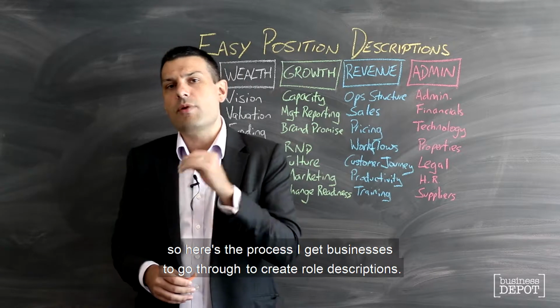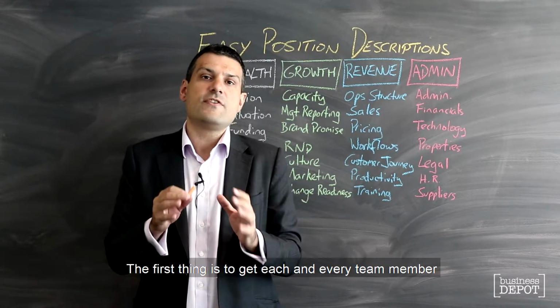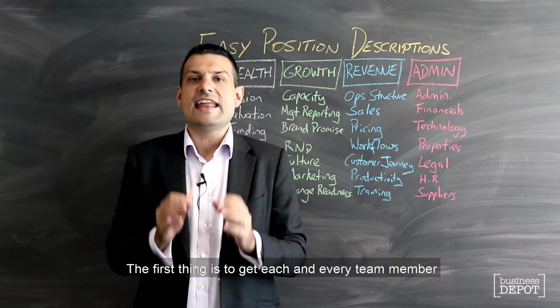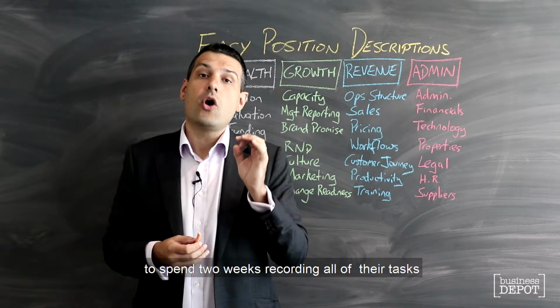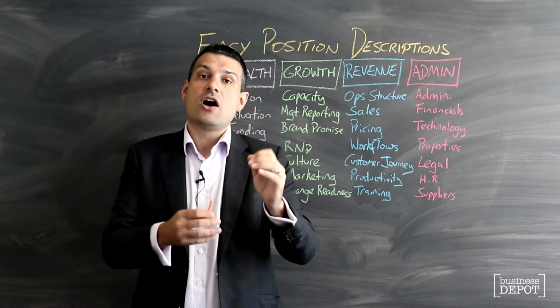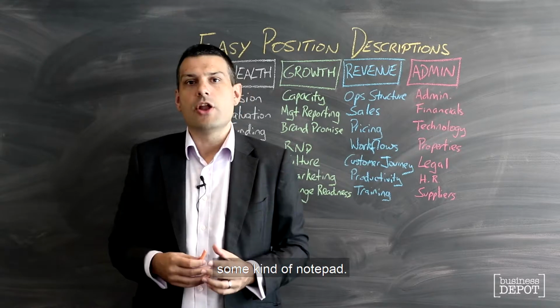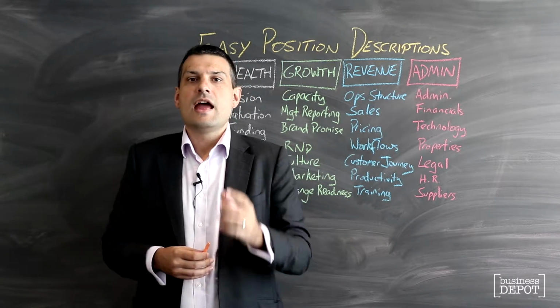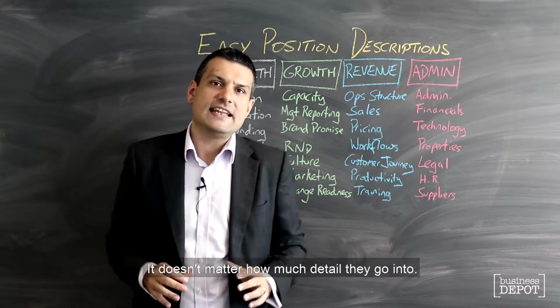So here's the process I get businesses to go through to create role descriptions. The first thing is to get each and every team member to spend 2 weeks recording all of their tasks on sheets of paper or a Microsoft Word document, some kind of notepad. At the end of the 2 weeks, they will have a long list. It doesn't matter how much detail they go into.